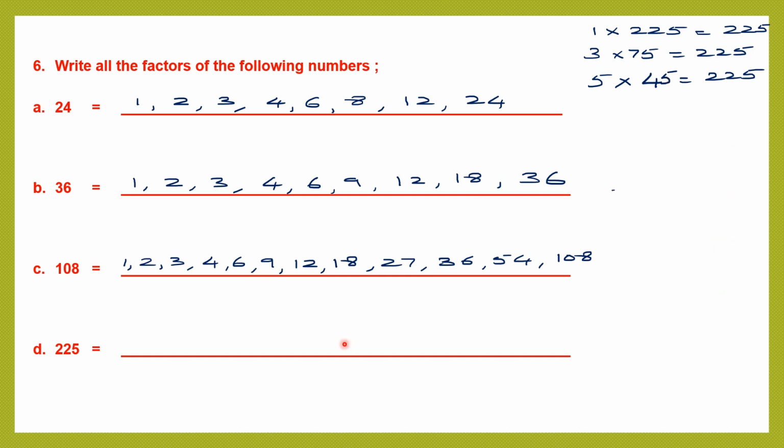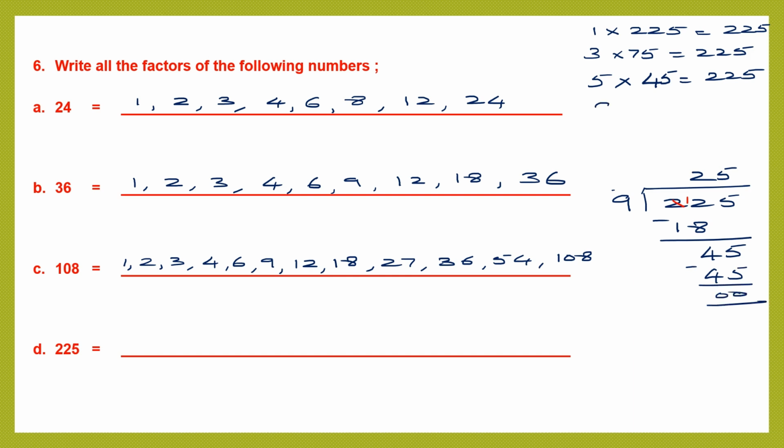Now 6, 7 and 8 will not give us 225. Let's try with 9. 225 divided by 9. Okay, so here we have 9 twos are 18, minus, now here let's subtract and see. So this is 12 minus 8 is 4, 45. 9 fives are 45. So here we have 9 into 25 will give us 225.